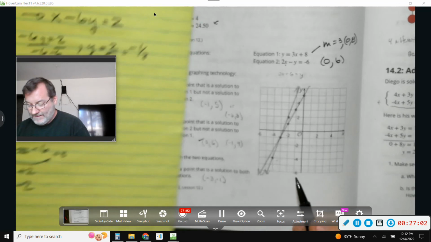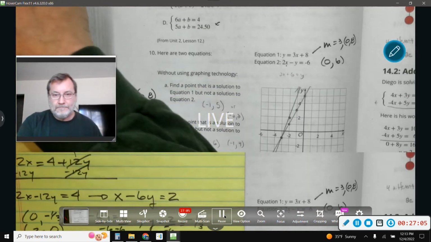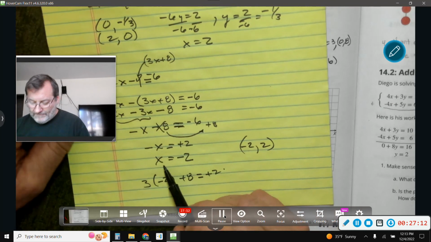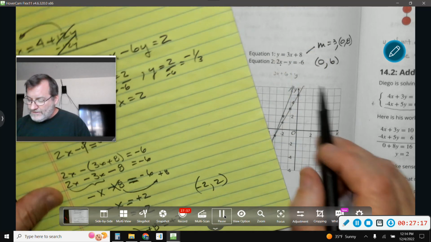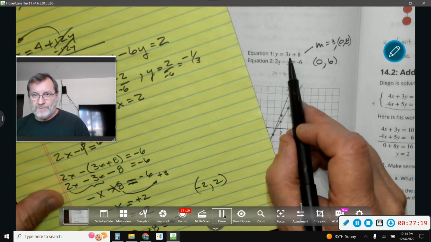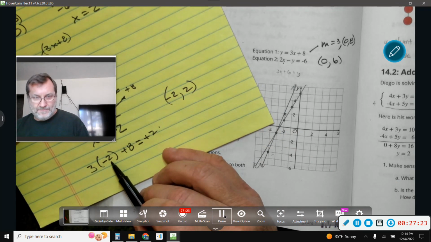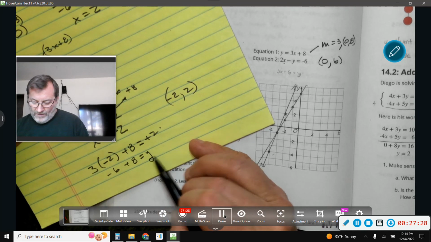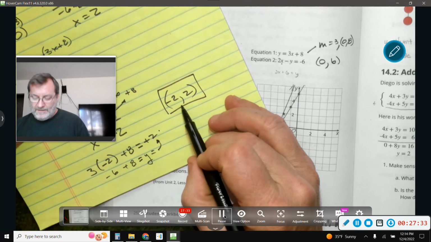All right, let's see if that works. For this last one, we're going to find the solution. If I got to this point where I had a negative 2, I needed to find the y, so I simply substituted into the first one. I put in negative 2 right here. 3 times negative 2 is negative 6, plus 8 equals y, which equals 2. So here's your solution. And always check your work.